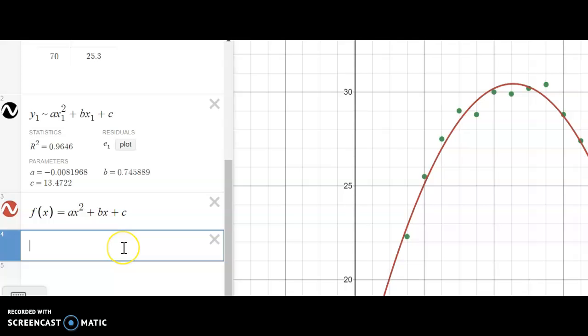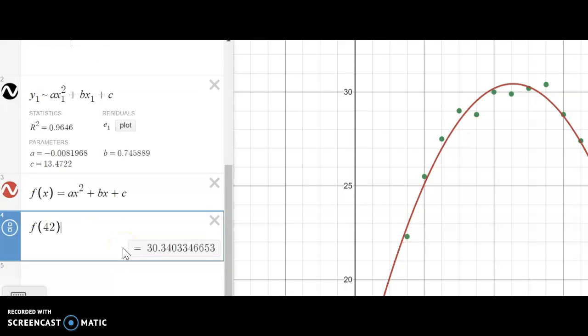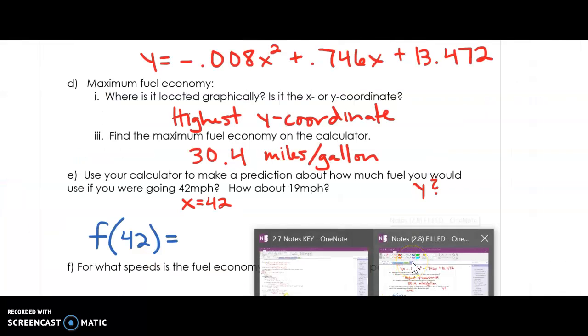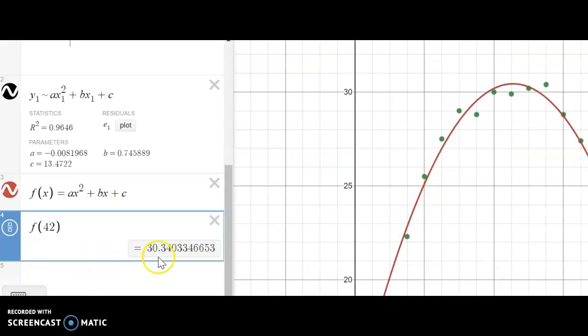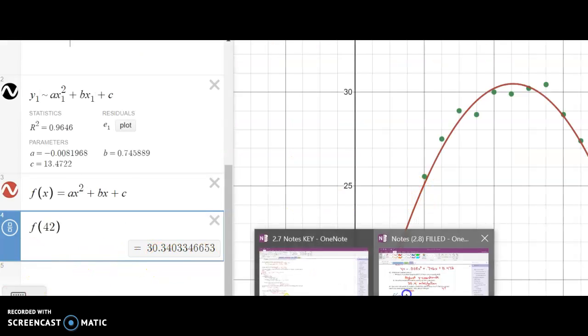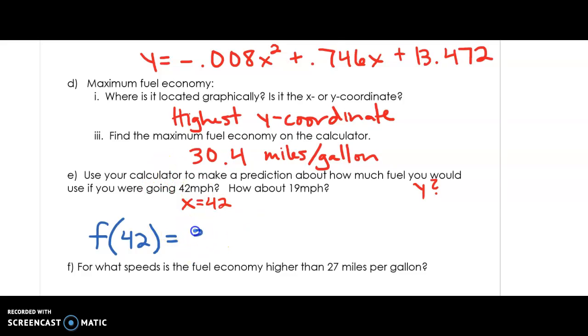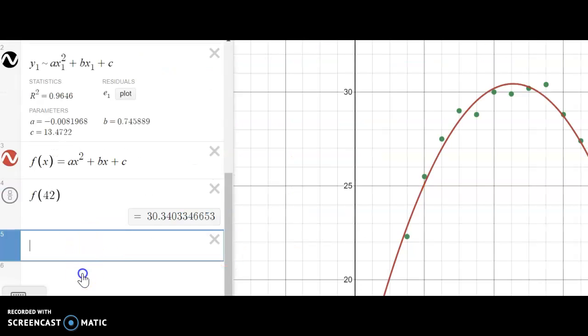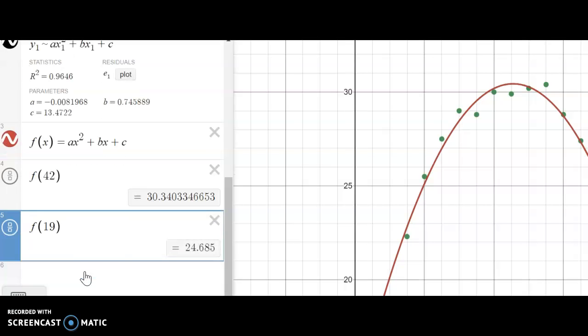Now that my f of x is defined, now I can type in f of 42 and I get my answer. What was the question asking? How much fuel would we use? We would use 30.3 miles per gallon. So f of 42 is 30.3 miles per gallon. Same thing if we were talking about when x is equal to 19. All I'm going to do is find f of 19. And I get 24.685.